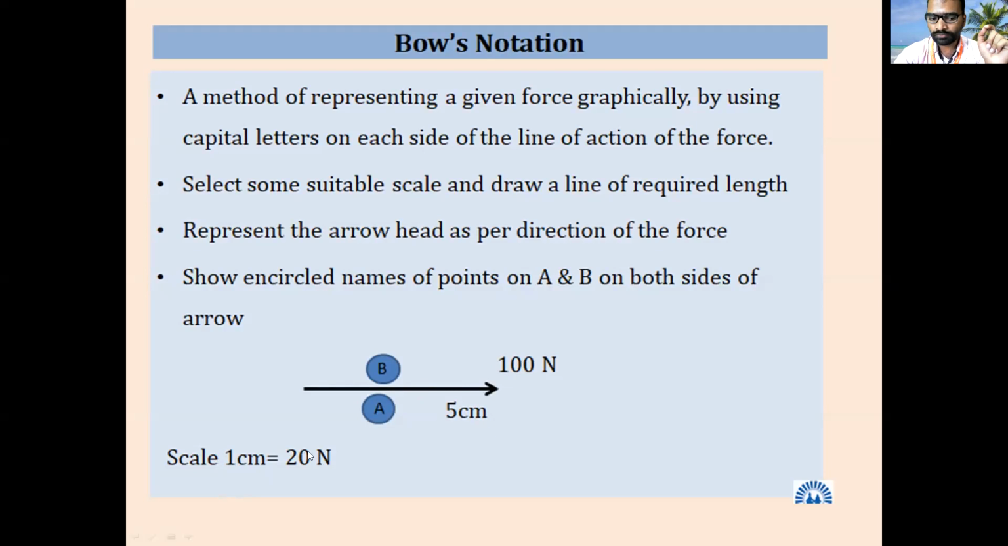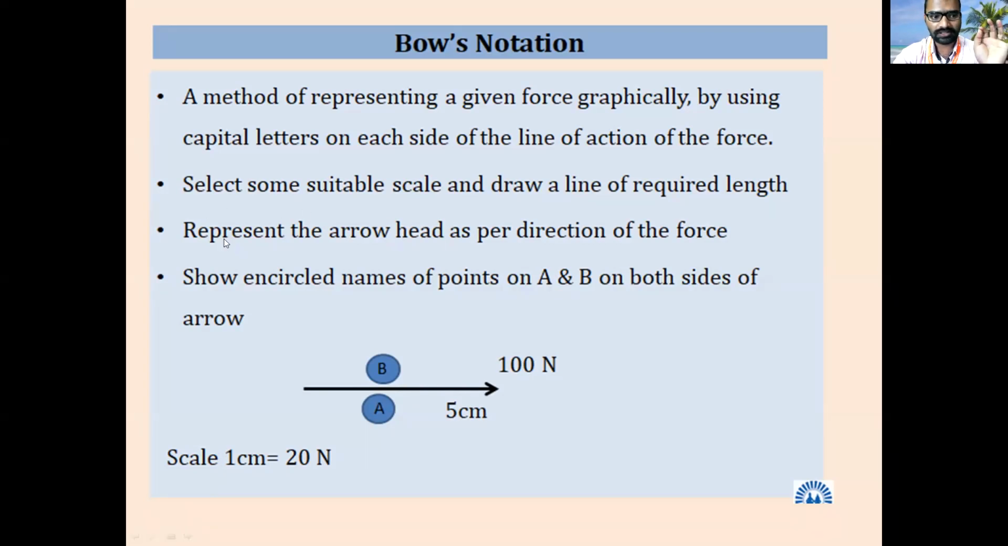So if 20 Newton force is 1 centimeter, how much is 100 Newton? It becomes 5 times bigger, right? It means 5 centimeter. The length of this arrow is 5 centimeter. If you adopt 1 centimeter equal to 50 Newton, then this 100 Newton is 2 centimeter. Select a suitable scale and draw the line of required length.